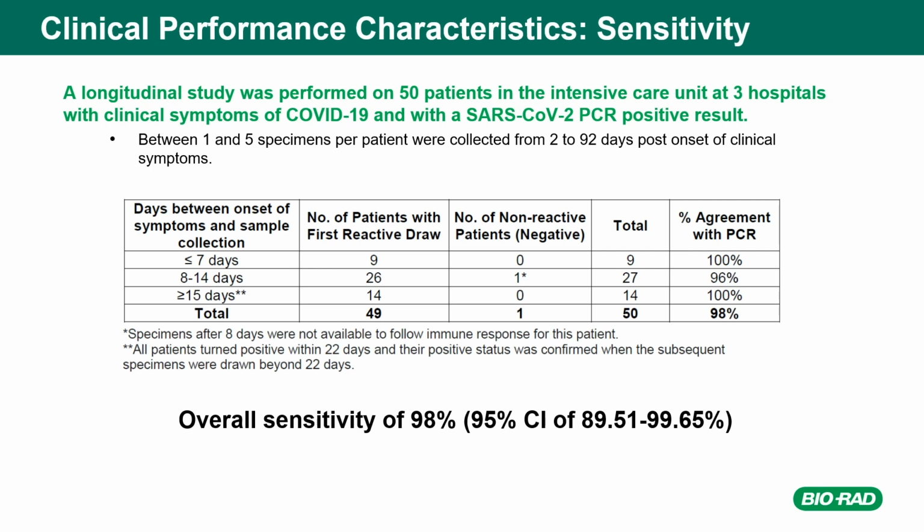For sensitivity, a longitudinal study was performed on 50 patients in the intensive care unit at 3 hospitals with clinical symptoms of COVID-19 and with a SARS-CoV-2 PCR positive result, for a total of 127 samples. Of the 50 patients tested, 49 became positive. The patient that remained negative was not tested greater than 8 days post-onset of clinical symptoms. This led to an overall sensitivity of 98%.